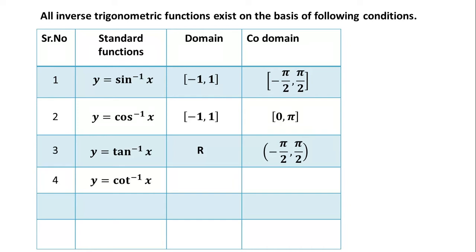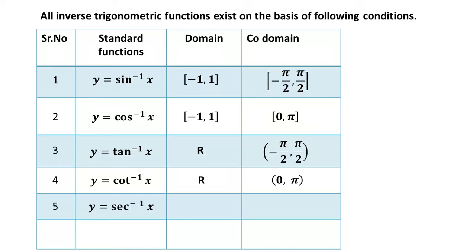Open interval means minus pi by 2 and pi by 2 are not included here. Fourth one, y is equal to cot inverse x. Now the domain of cot inverse x is the set of all real numbers, and the codomain is the open interval 0 to pi.